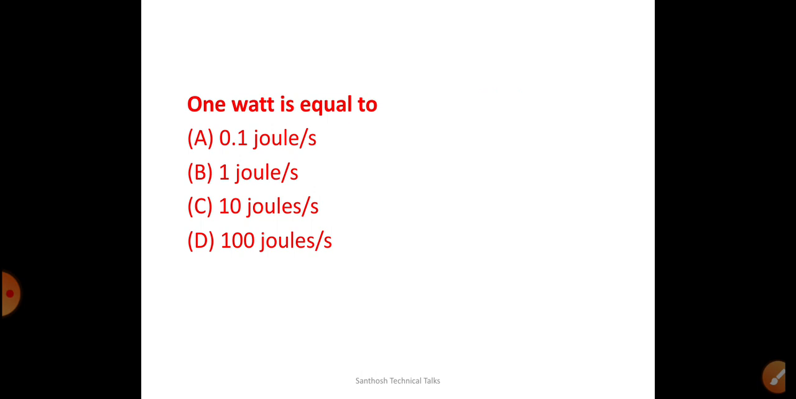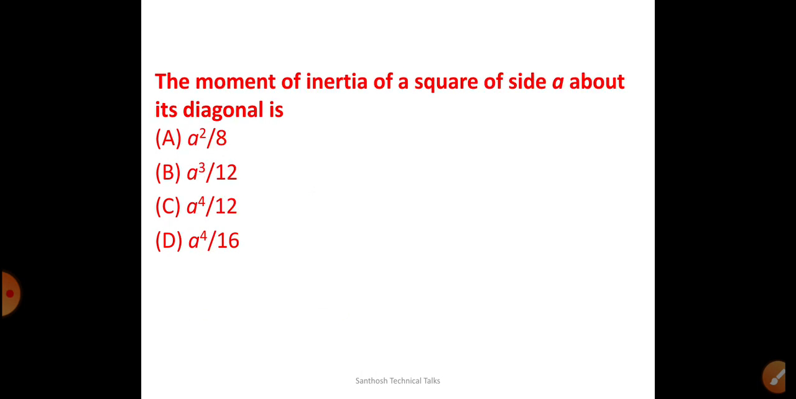And the next question, it is a very simple question. 1 watt is equal to 1 joule per second. Next question is the moment of inertia of a square of side a about its diagonal. About its diagonal, it is a power 4 by 12. Yes.